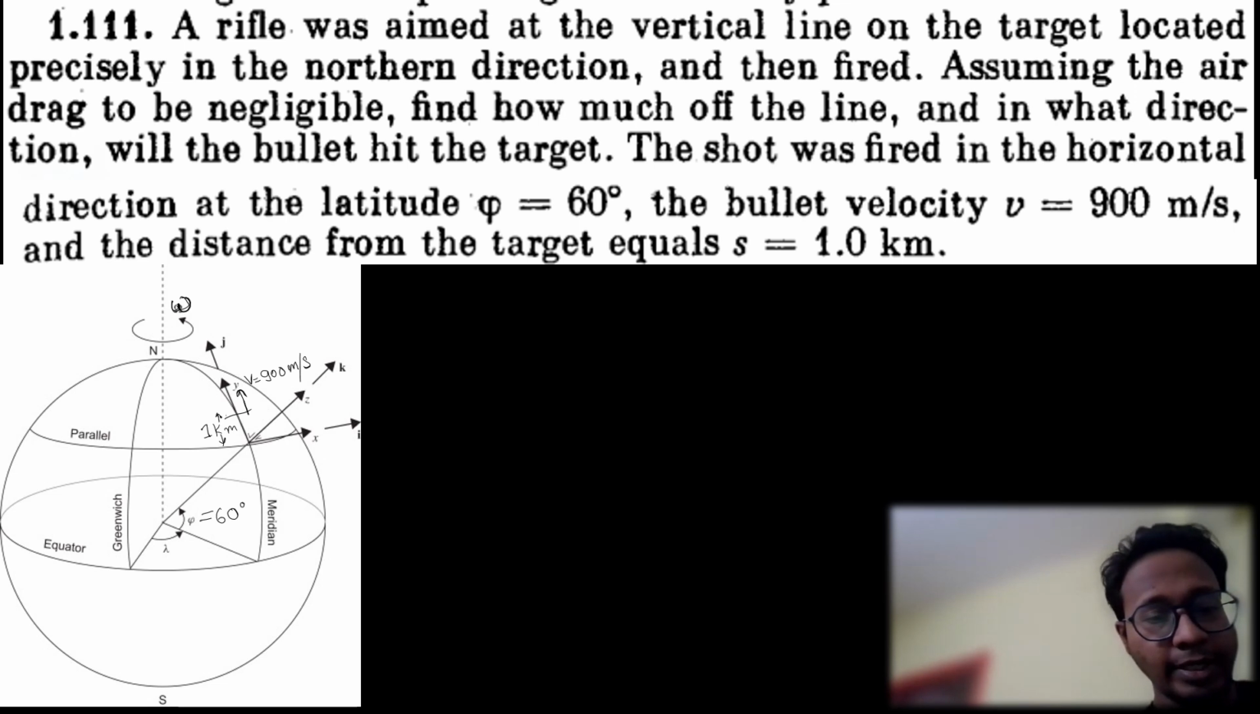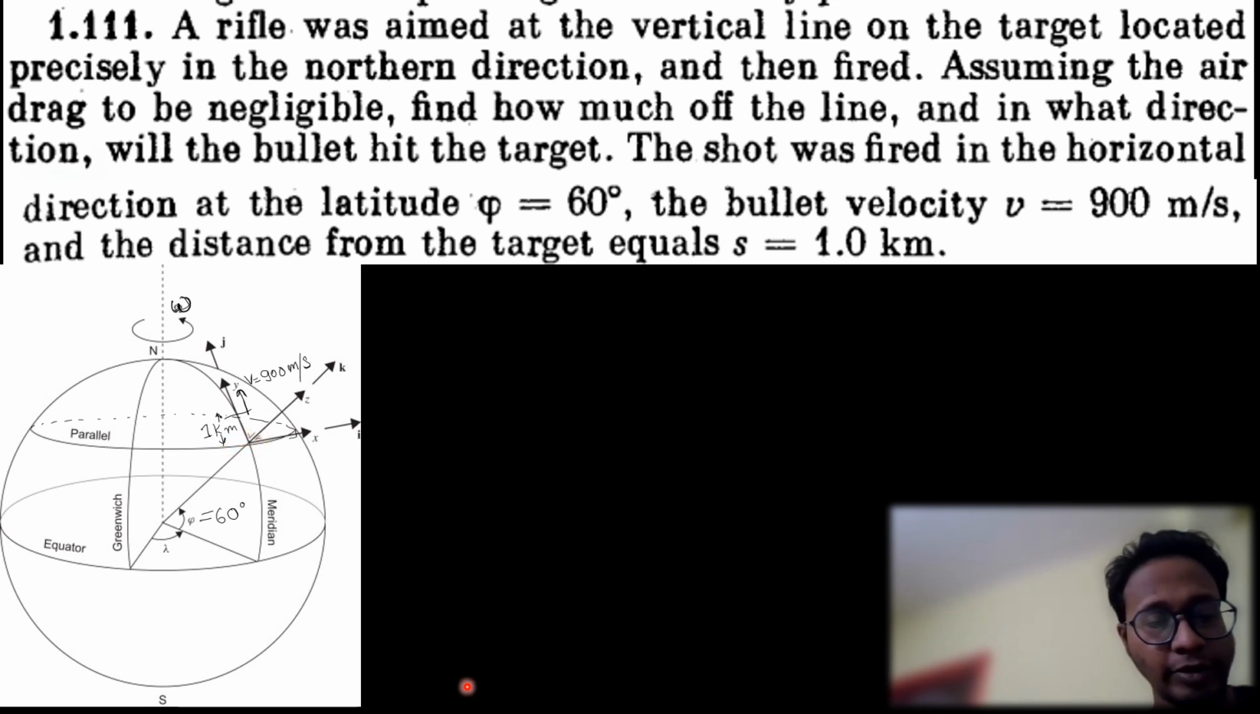See, let's draw the latitude line properly. This is our latitude line. Now this velocity of 900 meter per second is along the y-axis, and this velocity along the y-axis will have two components: one along this latitude line and the other perpendicular to the latitude line. Any velocity can be resolved into three axes, x-axis, y-axis and z-axis.